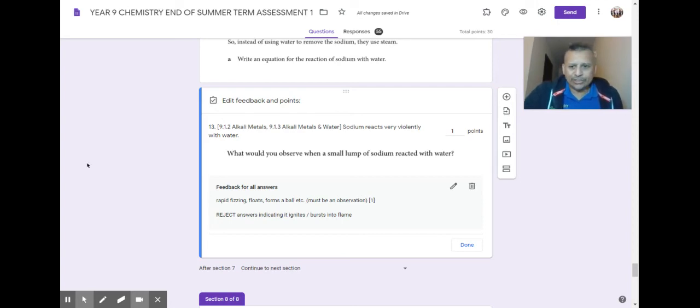Any sensible suggestions like rapid fizzing, floating, forms a ball, moves rapidly across the surface, all of those, and it must be an observation. So you can't just say, what would you observe? You can't just say it produces. That's not something that you can actually observe. You can't observe that it produces sodium hydroxide, even though you're correct in saying that that is actually what forms. You can't actually say that that is an observation. It's not what you see.